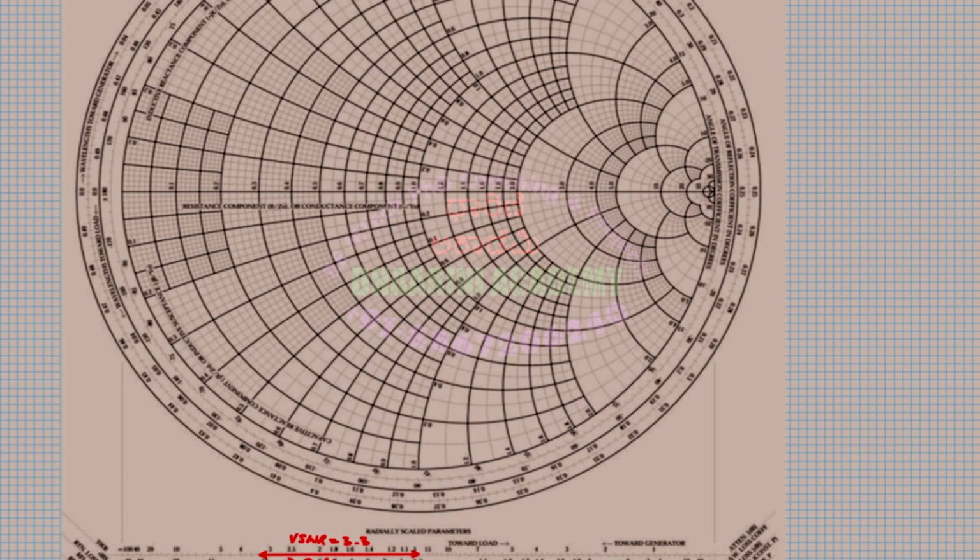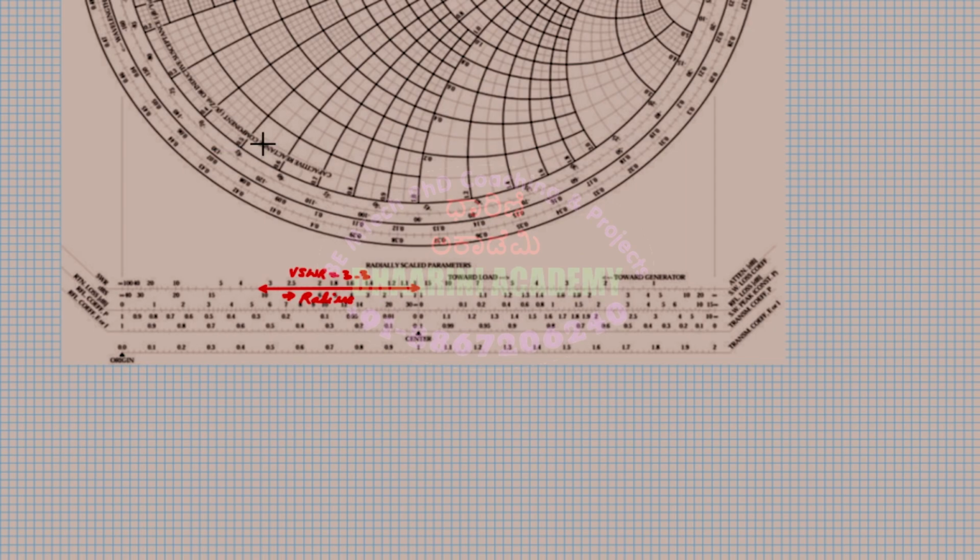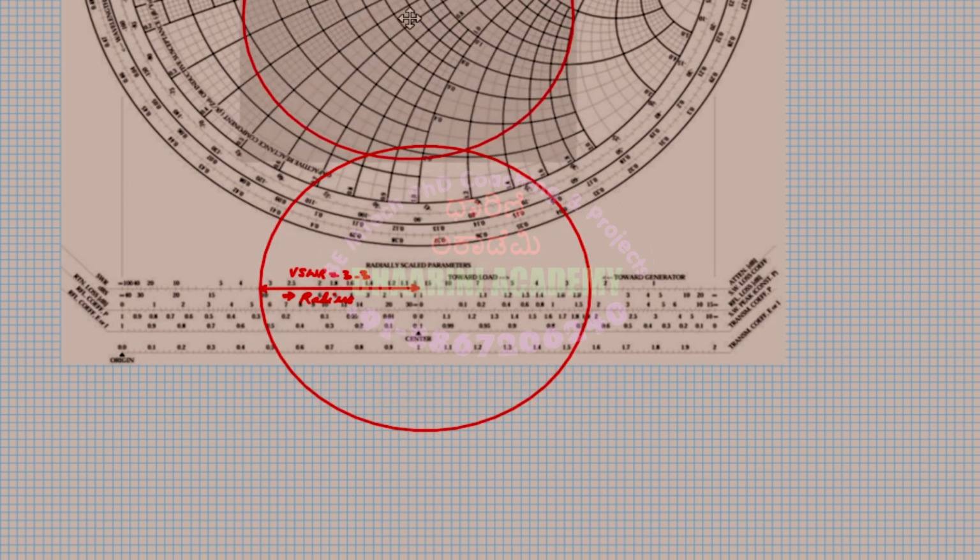Let me try to draw a circle. Maybe 3.3 is this much. I need double of that. So I'll try to draw a circle over here, and then I'll try to correct that. If I draw approximately, maybe this looks like a circle for us. Okay, so this circle I move.